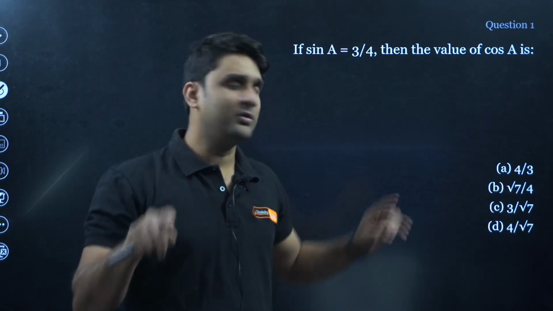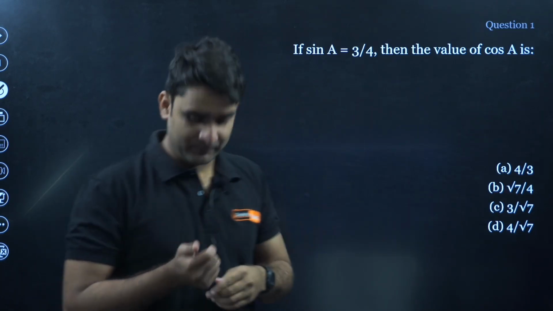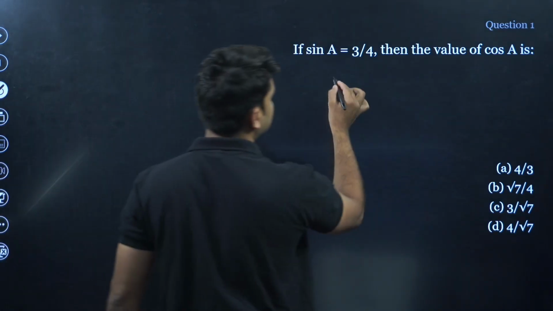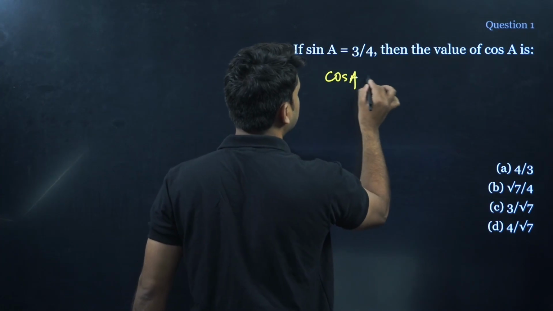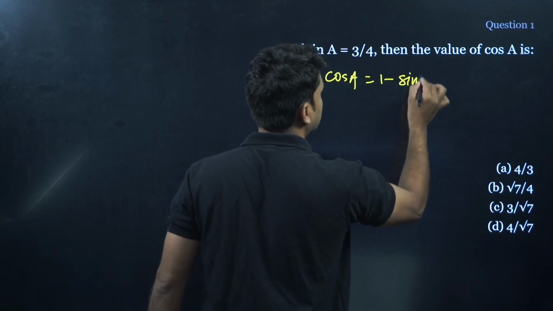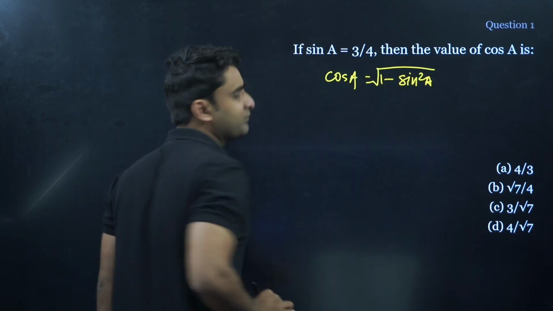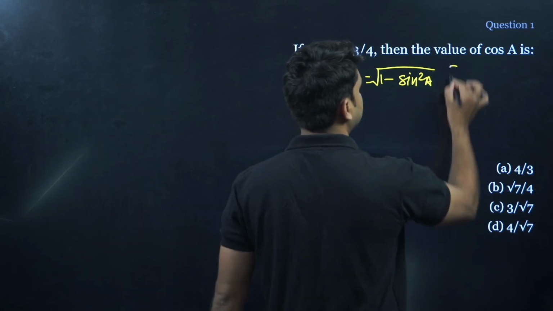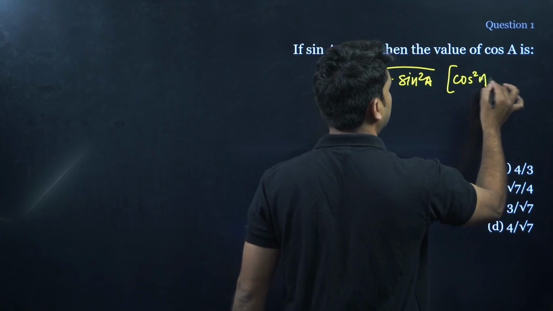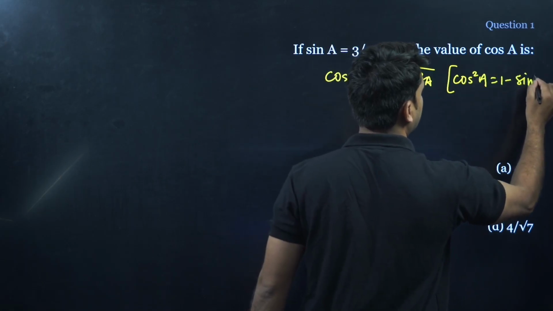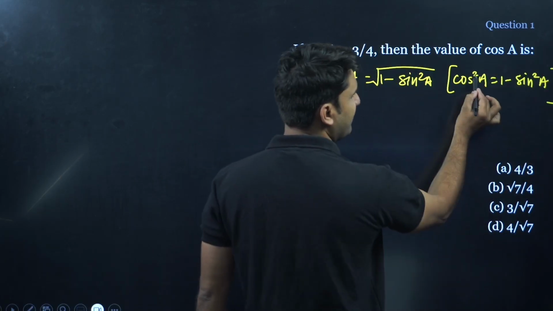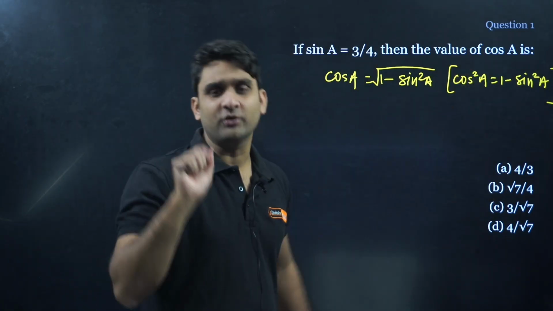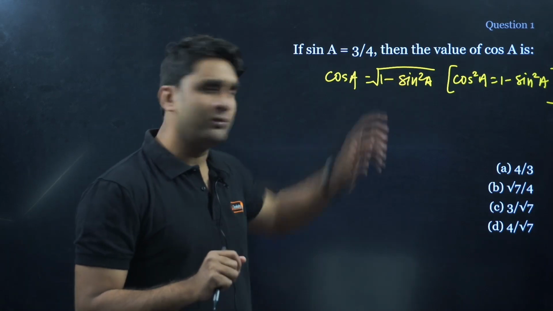So guys, we can find the answer of this question by two methods. If we are looking for cos A, we know there is a relationship between cos and sine. This is the formula: cos square A is equal to 1 minus sine square A. On removing the square sign, this will go under root, because we want only cos A, not cos square A. So cos A will be under root 1 minus sine square A.